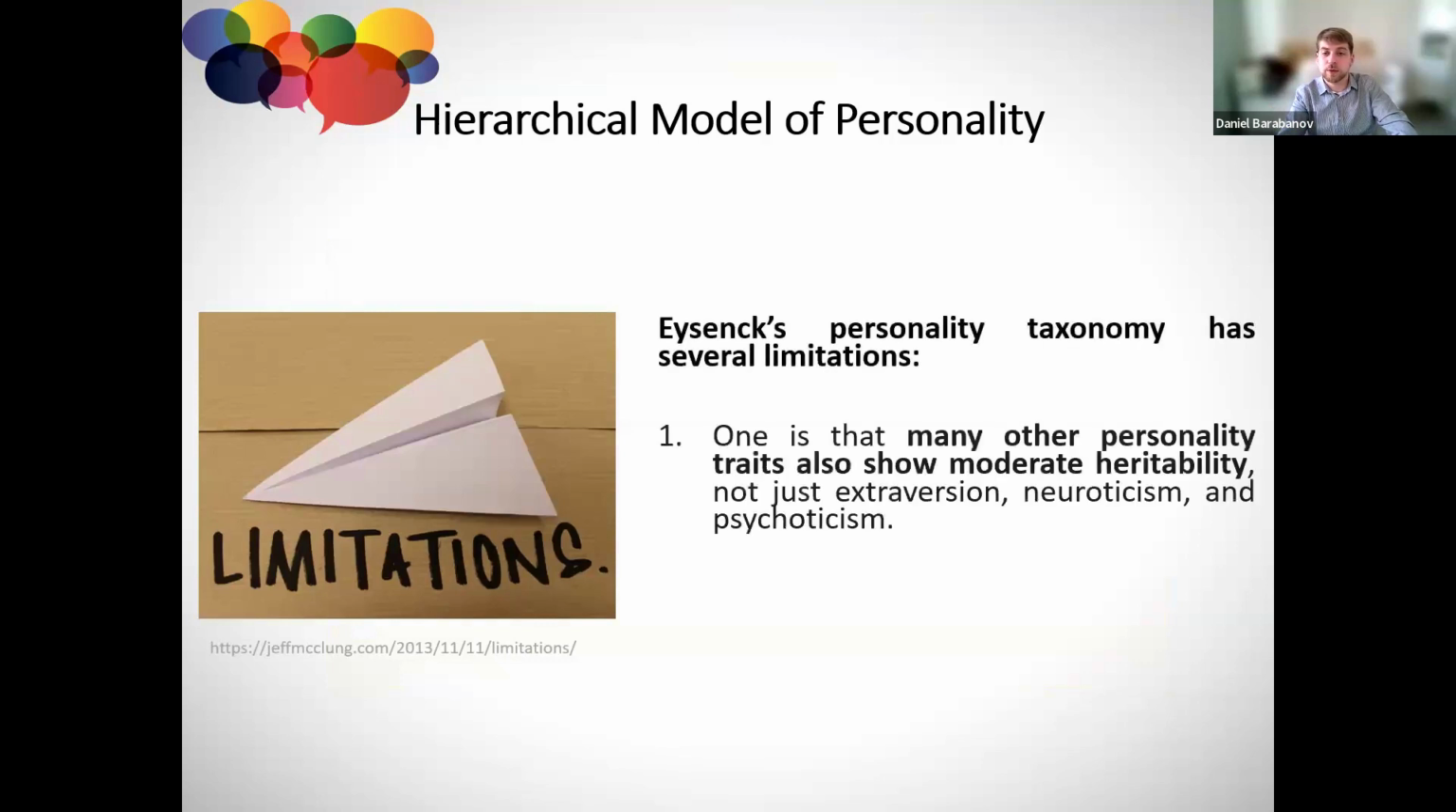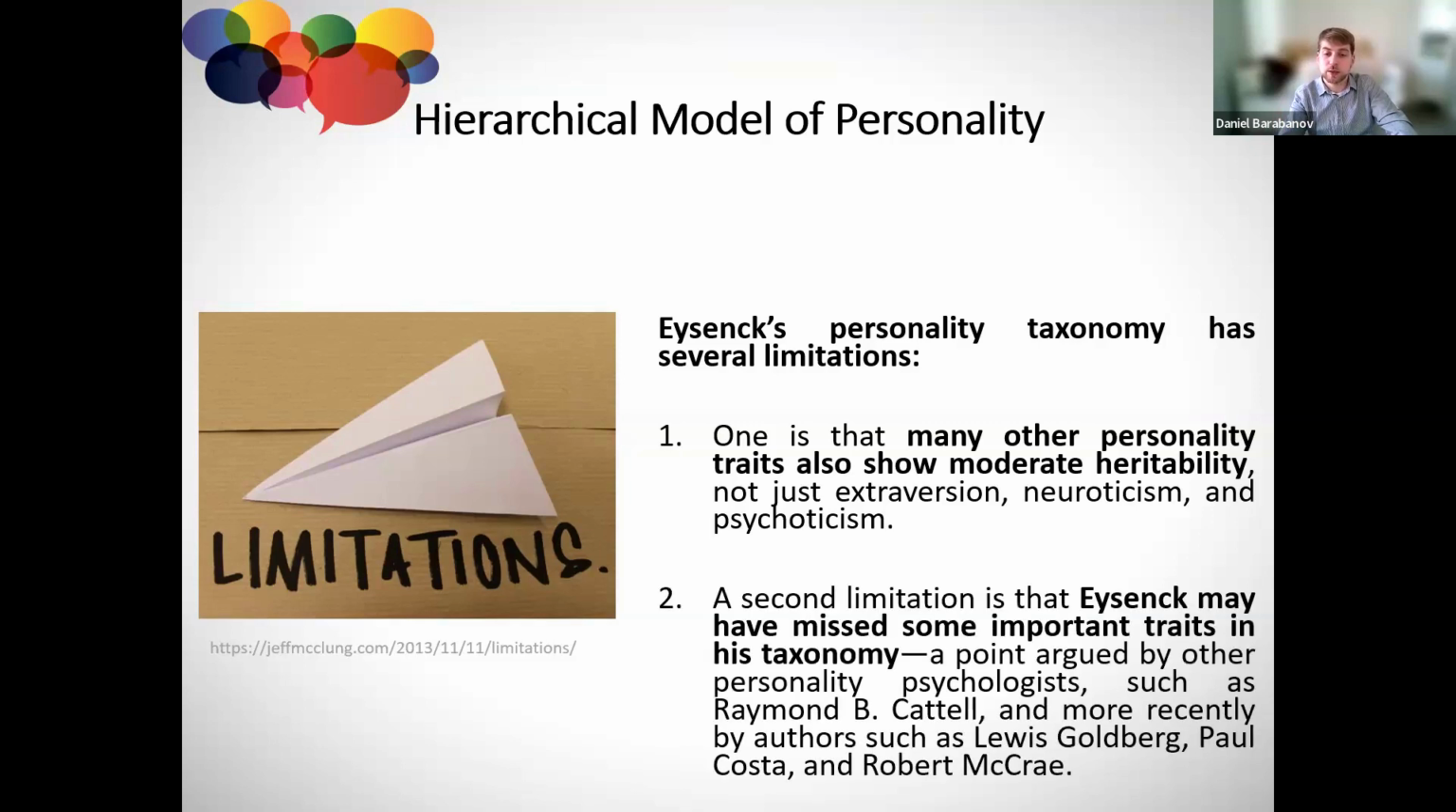So the first one is that many other personality traits also show moderate or even high heritability. So given the logical foundation which Eysenck chose, those three traits are not the only possible traits which can be included into this taxonomy if we revise it given our modern understanding of behavioral genetics and data we have. And the second limitation is that Eysenck, because of that, may have missed some important traits in his taxonomy.